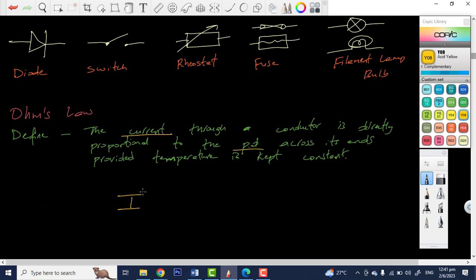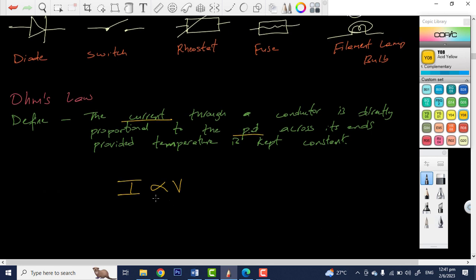For this part, you don't need to show this, but just for relatability with the definition and the formula, we can see that from the definition, we can derive the formula. The formula says that the current is directly proportional to the potential difference. So I is directly proportional to the potential difference, whose symbol is V.